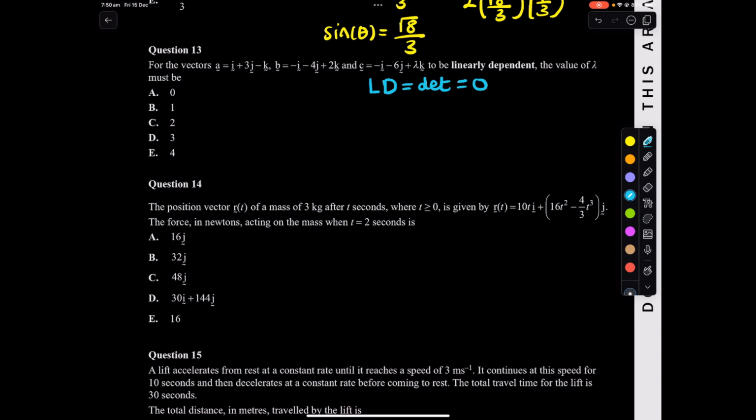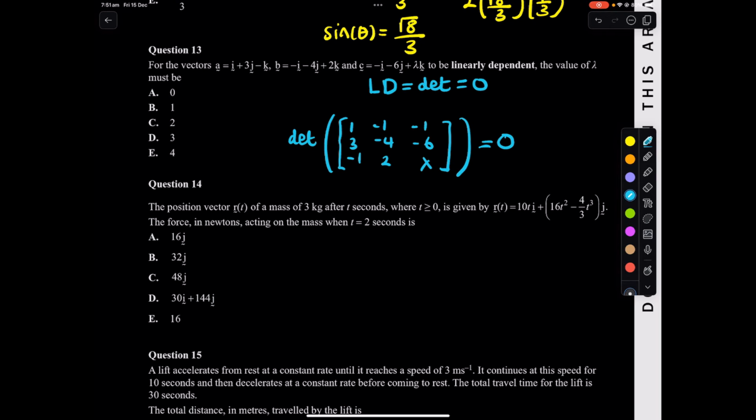So for example, what is your determinant? This is what you would write in your calculator. You would write determinant, and you do a 3 by 3 matrix. For A, remember it'll be I, J, and K, so for A it's 1, 3, negative 1. Next, B is negative 1, negative 4, 2. The other one is negative 1, negative 6, lambda. Close bracket. And remember, for linearly dependent, the determinant must be equal to 0.